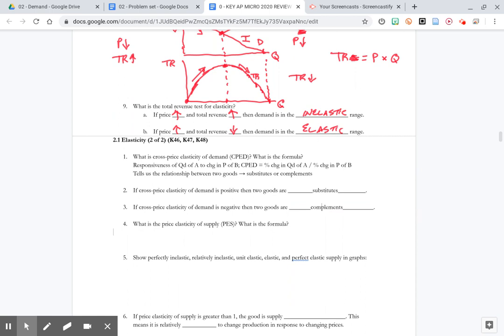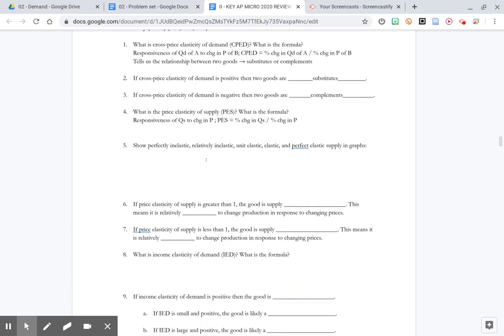Now, price elasticity of supply is the responsiveness of quantity supplied to a change in price. And so we'd say the PES formula is the percent change in quantity supplied divided by the percent change in price. And this is just of that good. So this is pretty similar to price elasticity of demand. We're going to draw these quick little graphs here to show what these different things look like.